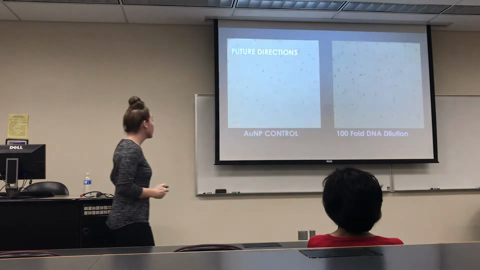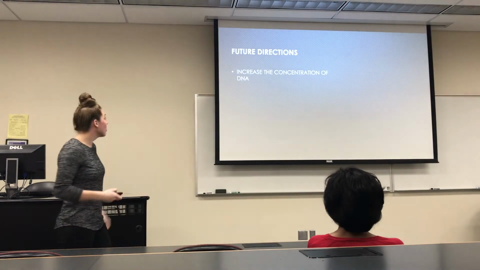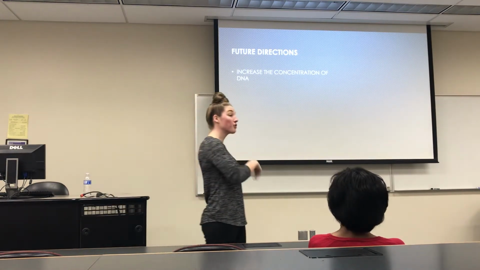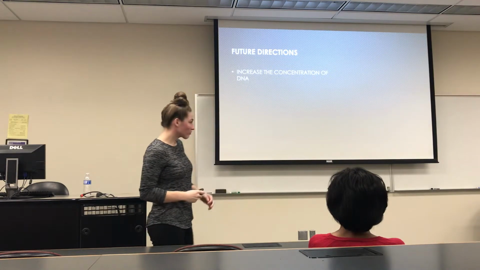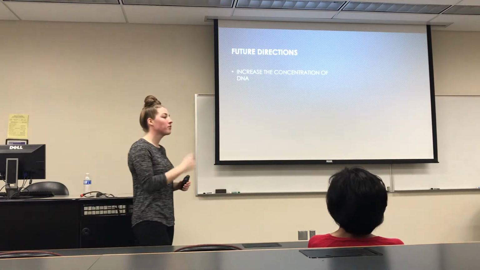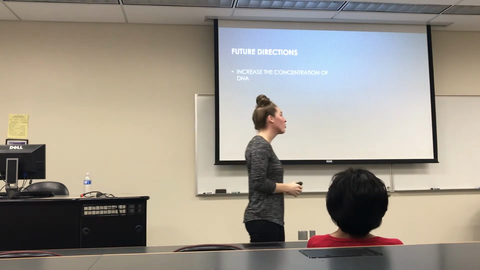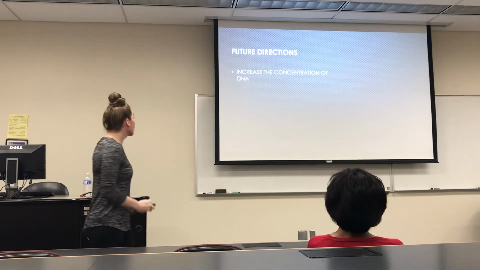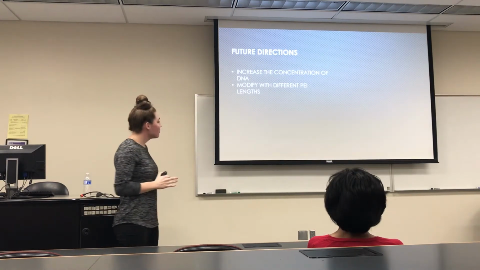So we do have a lot of future directions that we would like to go. The first of which is increasing the concentration of DNA that we initially extract, because when I did the extraction method, I diluted in about 6 mLs. We're hoping we can dilute it in even smaller volumes so that we get a higher concentration from the very start. Following there, we can also modify with different PEI lengths.